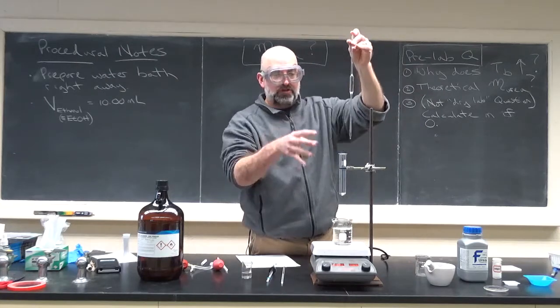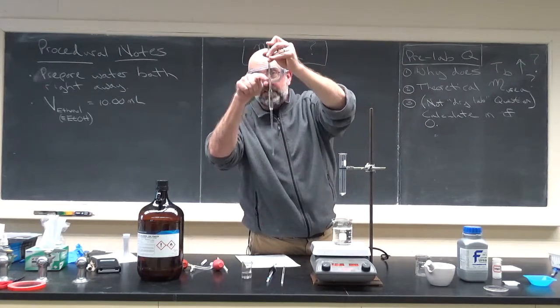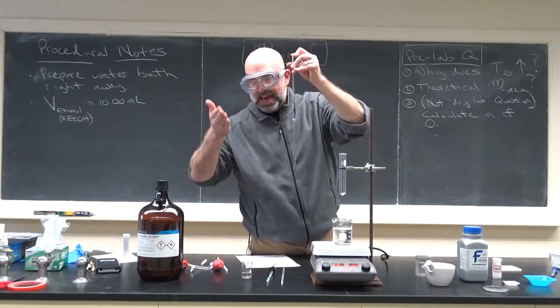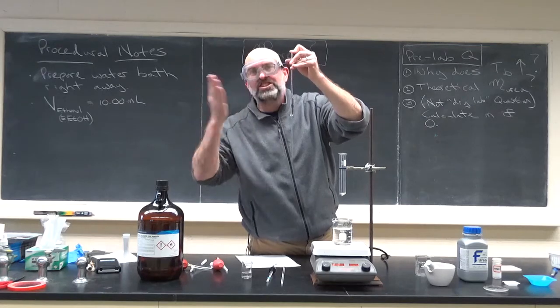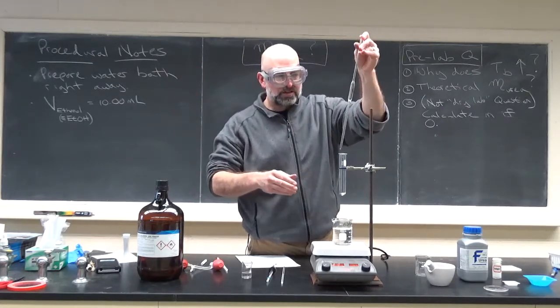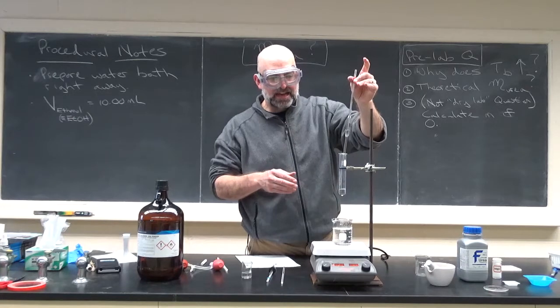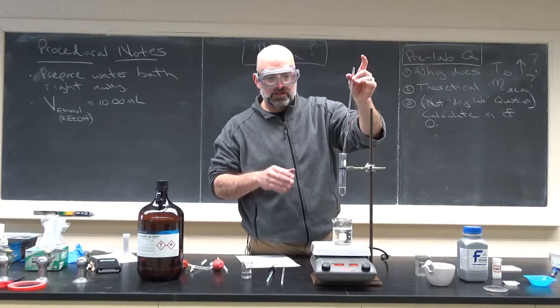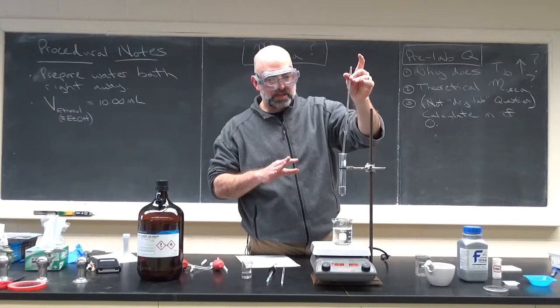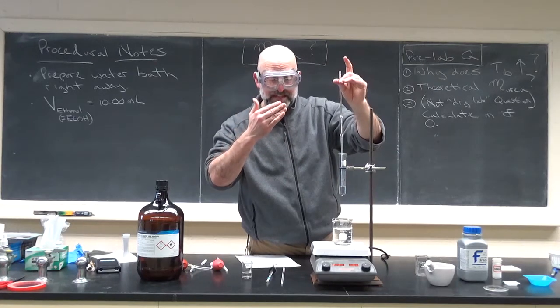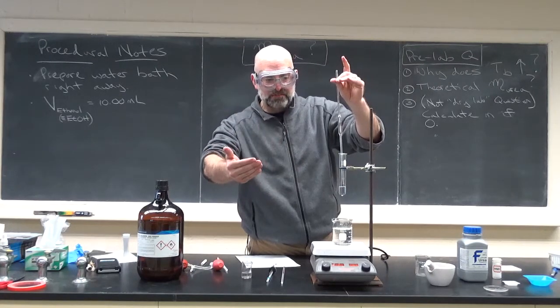All right, so then you want to transfer this. And if you look carefully on the side of this, it says TD, which means to deliver. A graduated cylinder is TC, to contain. So then put that in your test tube, let it drain, and just let gravity do its thing. If you have a drop sitting on the end, touch it against the side of the glass. It will use intermolecular forces between the glass and let it draw that last bit out.